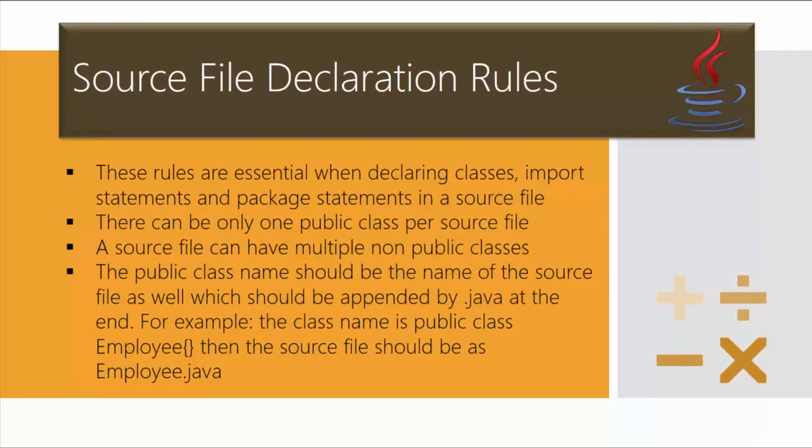The source file declaration rules, just to recall, are essential when declaring classes, import statements, and package statements in a source file. There can only be one public class per source file. A source file can have multiple non-public classes. And the public class name should be the name of the source file, appended by .java at the end. For example, if the public class is called Employee, the source file should be Employee.java. Keep those rules in mind.